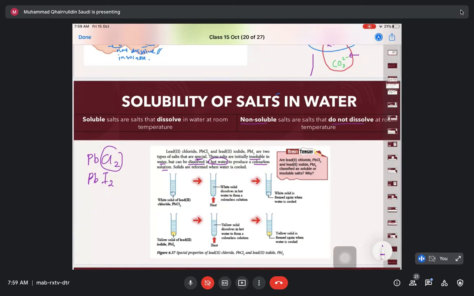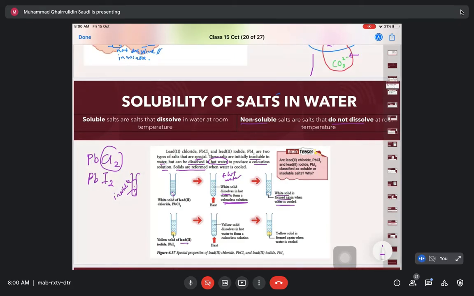Kemudian bila water tu dah jadi cool balik at room temperature, the solids are reformed. Dia insoluble balik. Contoh, lead chloride, warna dia white. White lead chloride. Kita letak, kalau kita buat eksperimen tadi, kita letak distilled water biasa saja, dia insoluble. But when we add hot water, they dissolve. Okay, dan jadi colourless solution. Kemudian when the water is cool, white solid form again.